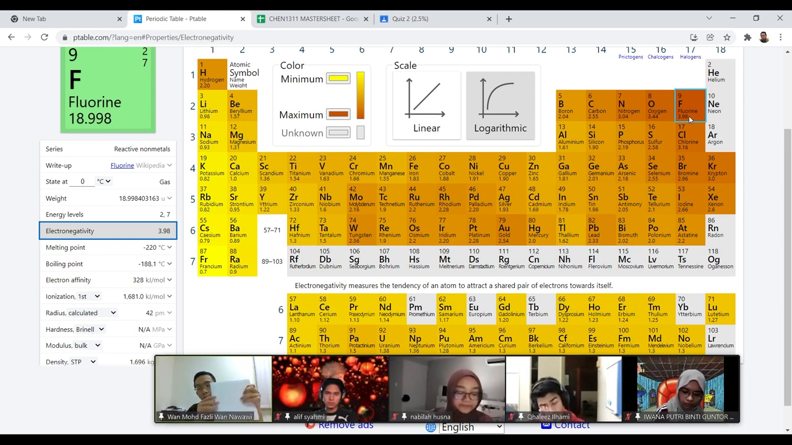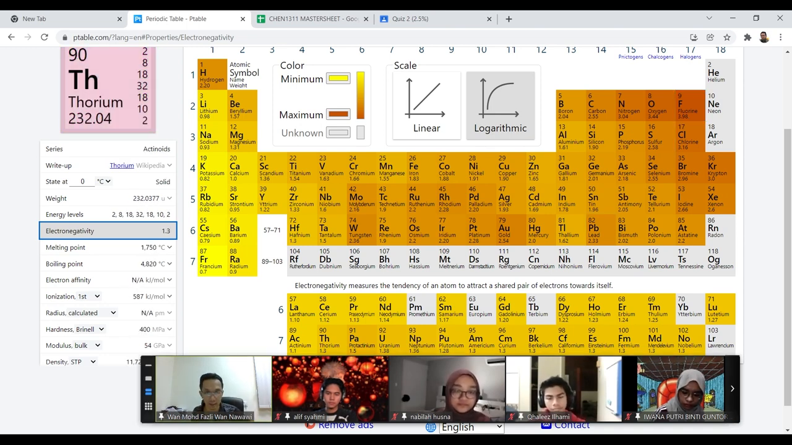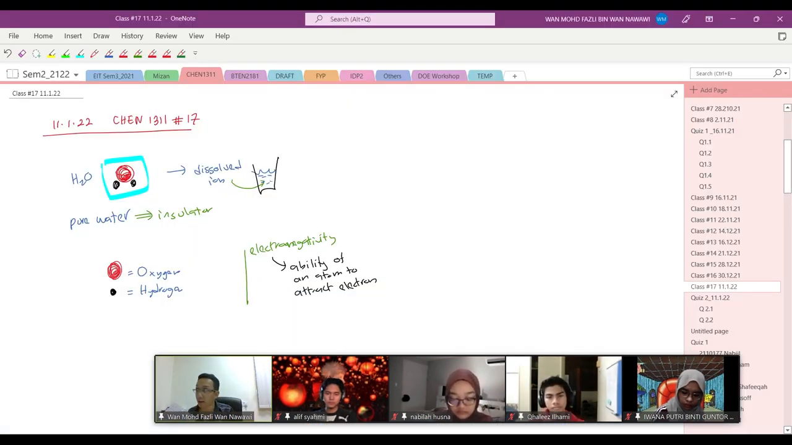So Teflon is basically simply carbon. Let me put Teflon somewhere here. Teflon is simply like this: you have carbon, and then you have fluorine and so on. So carbon is attached to fluorine.